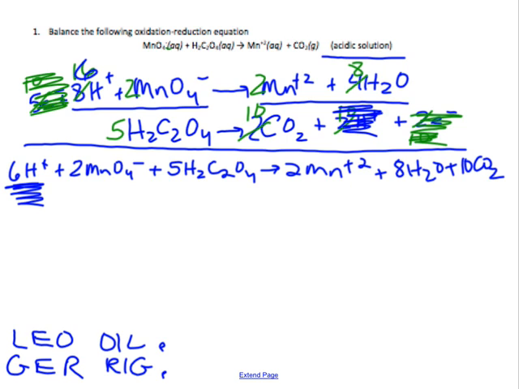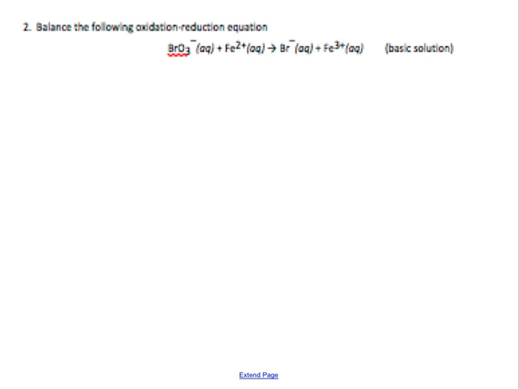Good? Y'all remember this? Okay, let's fly through the next one then. All right. Balance the following, but notice what's different this time. It's in basic, so we're going to have to add an additional step. First thing I want to do is pick 2 things that are changing charge. What's one of them? The bromine. So I've got bromate going to bromide. Balance everything but H's and O's. Done. Balance O's using water. How many, what side? Balance H using H+. How many, what side?